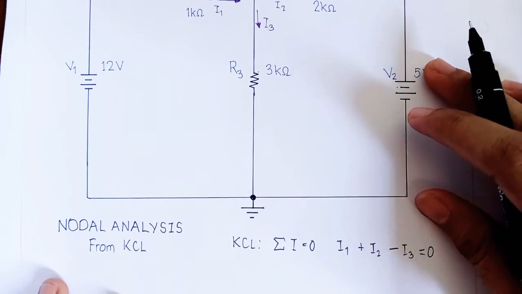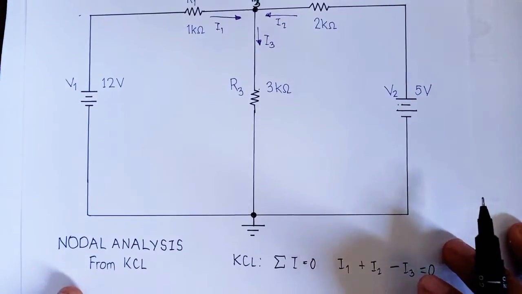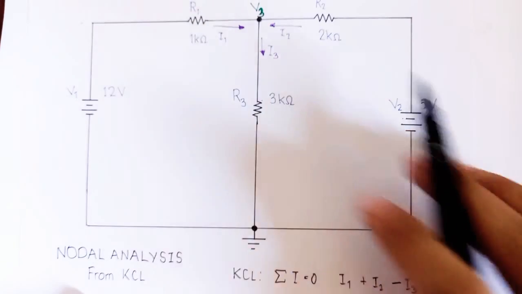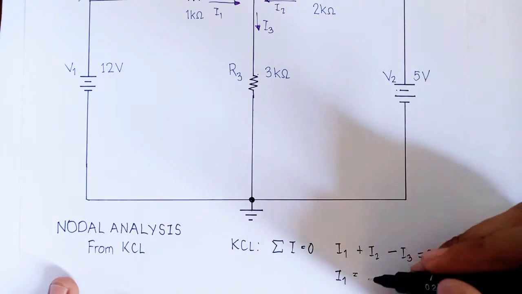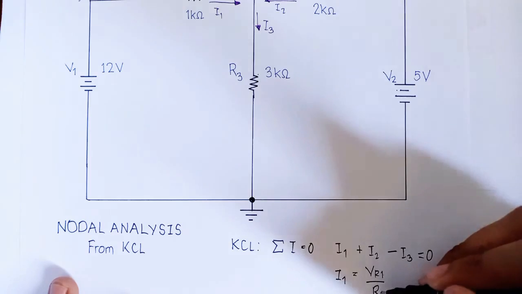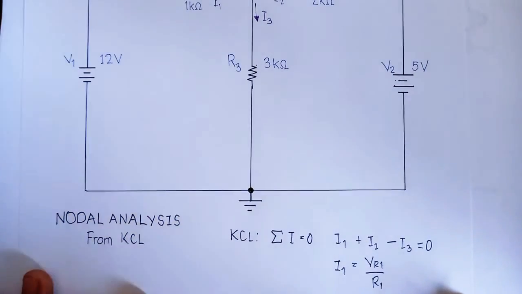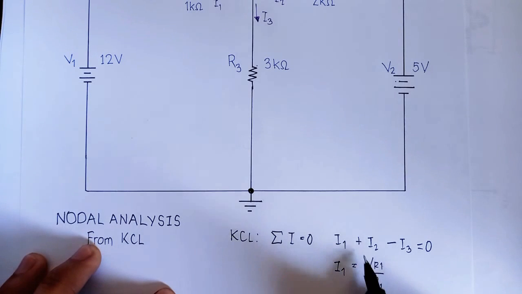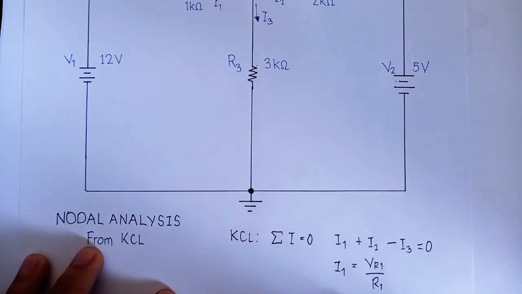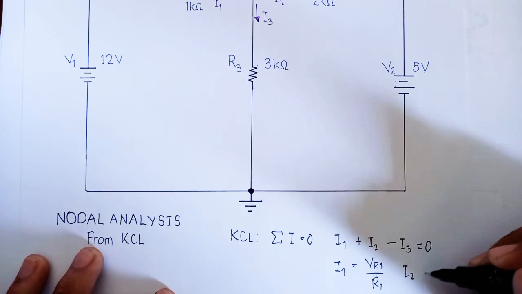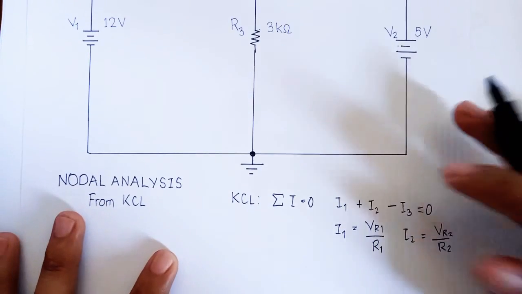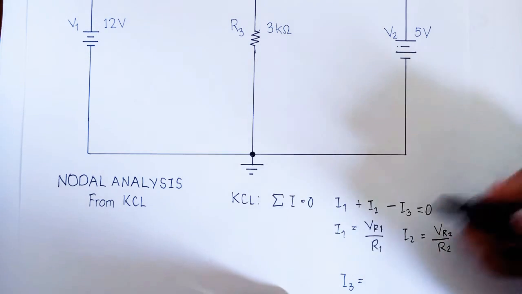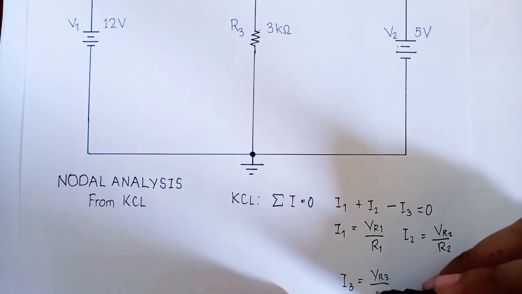But we know that yung I1, yung current na dumadaloy kay I1 is defined as, di ba, I1 is equal to yung voltage drop kay R1 divided by R1. And dito sa nodal analysis, magfo-focus tayo sa equation na to. Since I1 is VR1, yung voltage drop ni R1 divided by R1, and yung I2 naman is yung voltage drop ni R2 divided by R2. And of course, si I3 is yung voltage drop ni R3 divided by R3.